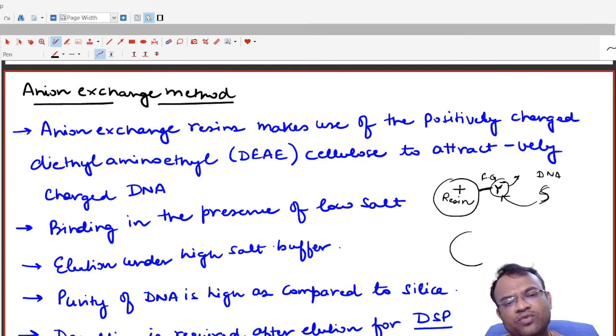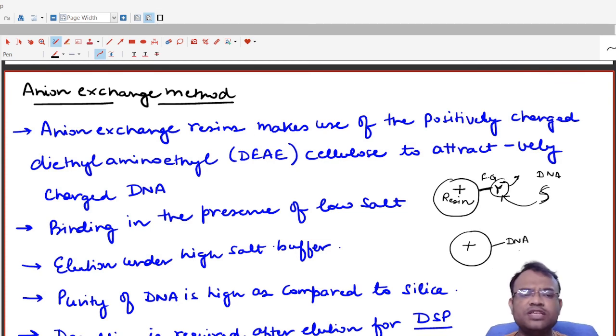So now presently what would be the scenario? This would be the positive charged resin, and to this your DNA would be bound like this. In this way, you can isolate the DNA from the solution. Okay, so this was the story about this. Let us just read through the text.